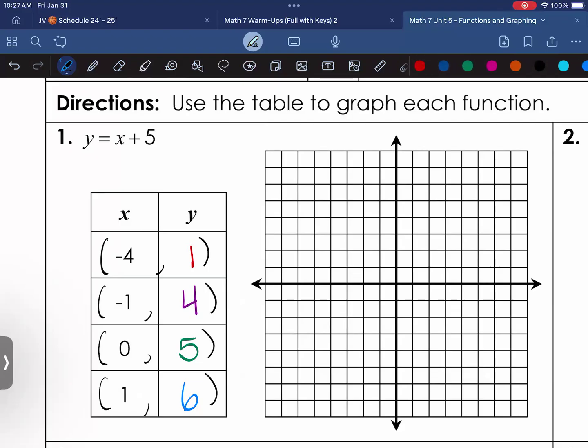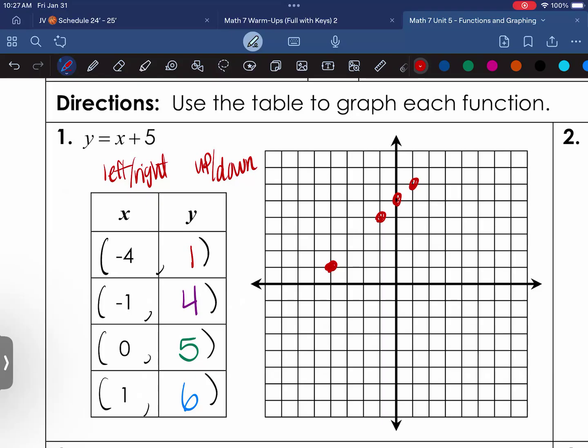So I will put those points on my coordinate plane. Remember, the first number is left and right. The second number is up and down. Always start at the origin. So we have -4, 1, 2, 3, 4, up 1. There's a point. There's a point. There's a point. And there's a point.